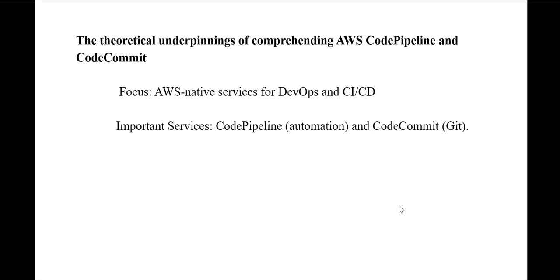The theoretical underpinning of comprehending AWS CodePipeline and CodeCommit focuses on AWS native services. Important services: CodePipeline automation, CodeCommit, and Git.